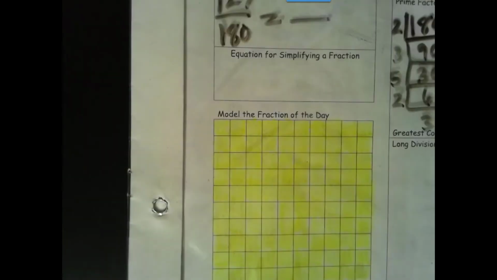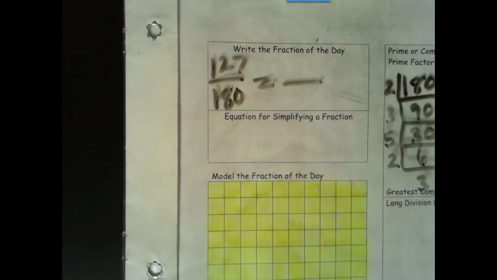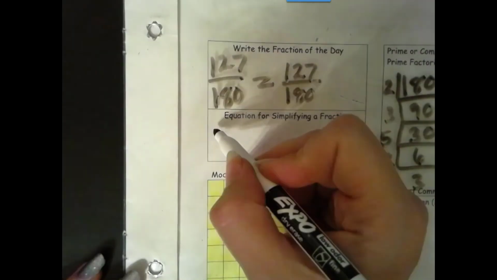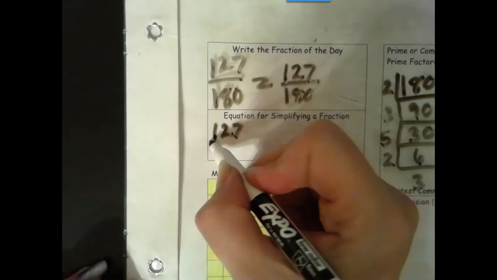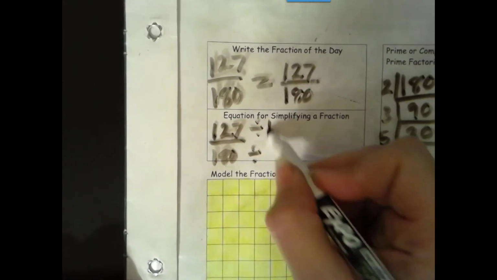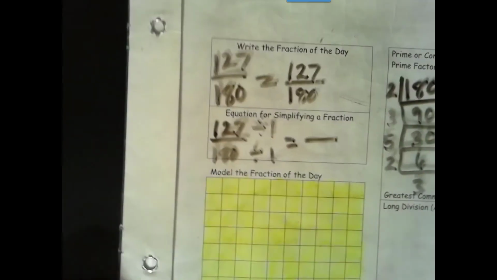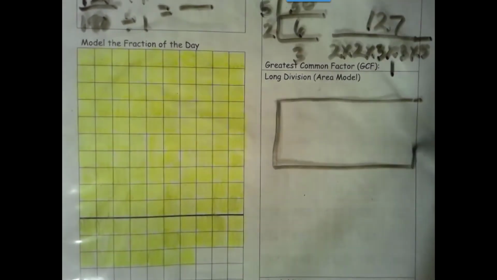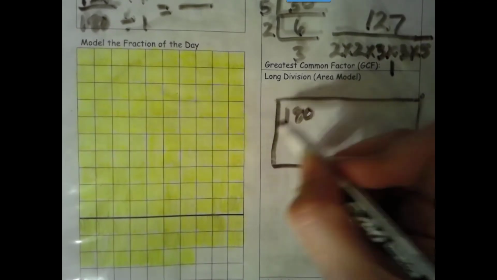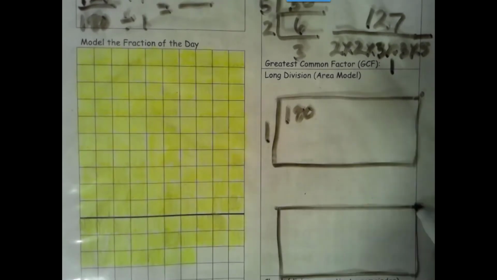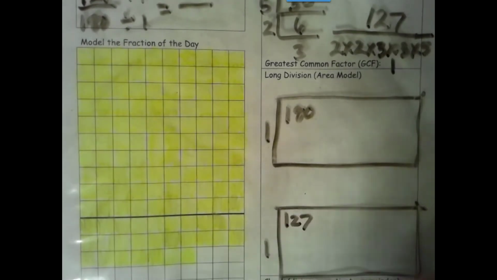Let's make our groups of 1. Done. How many total groups of 1 do we have? 180. How many are shaded in? 127. Now that we have our division with our model, let's go ahead and divide using our algorithm to prove it in another way. So if we have a rectangle here with 180 square units and this side is 1, we have a rectangle here with 127 square units and this side is 1.